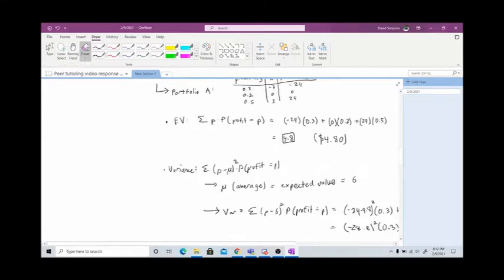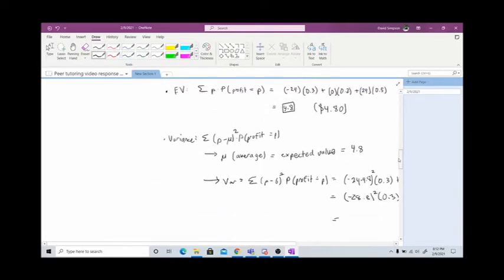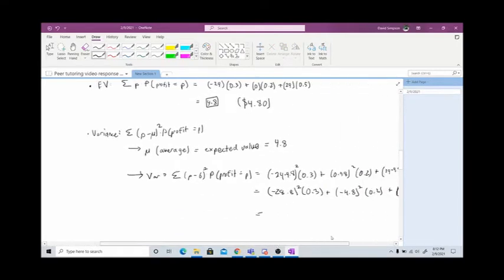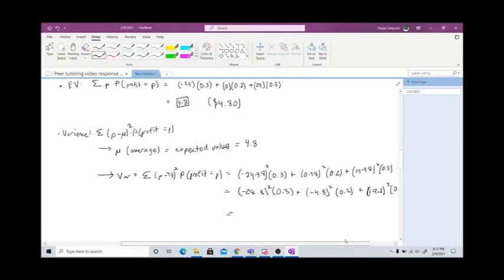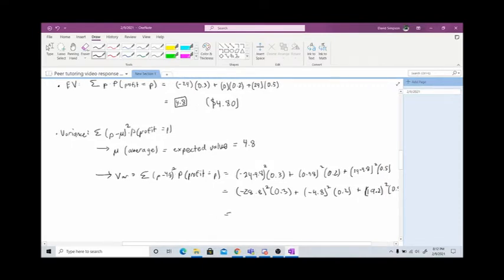And on this one, it's not 6. It is 4.8. Don't know why I said 6 there. It's not 6. It's 4.8. And the rest of it's 4.8, right?